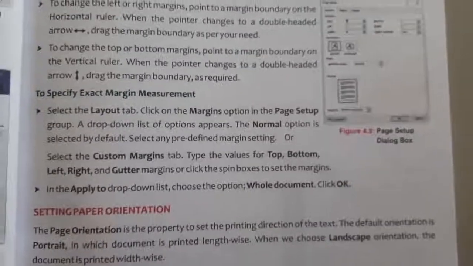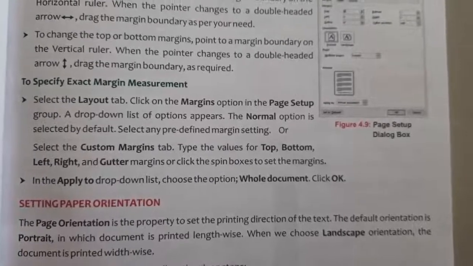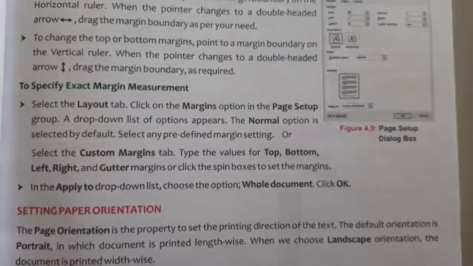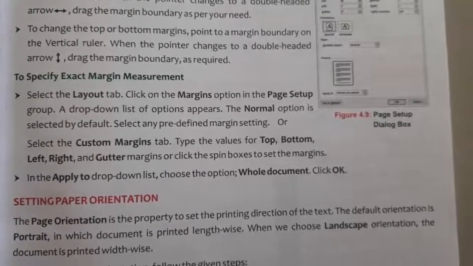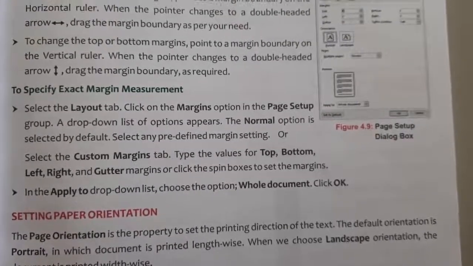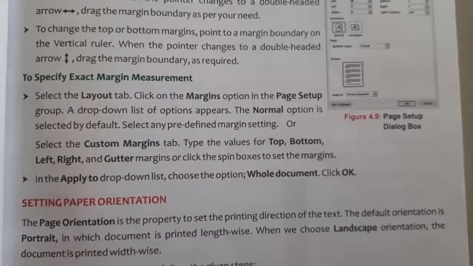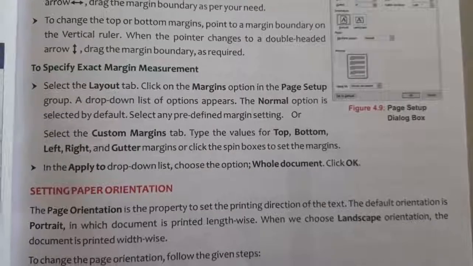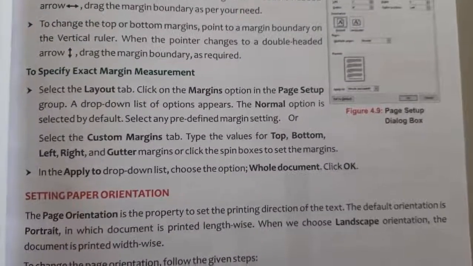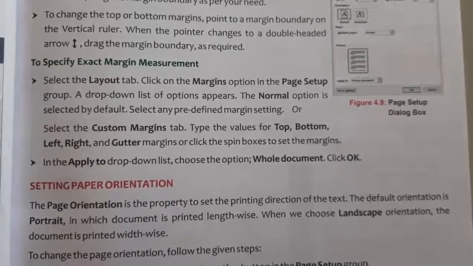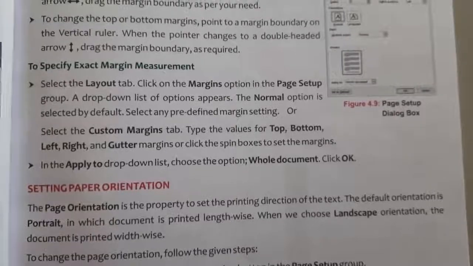To specify the exact margin measurement, select the layout tab, then click on the margin option in the page setup group. A drop down list of options appears. The normal option is selected by default. You can select any predefined margin setting, or you can select the custom margin option and then type the values for the bottom, top, left, right, and gutter margin, or click the spin box to set the margin. In the apply to drop down list, choose the option whole document and then click on OK.